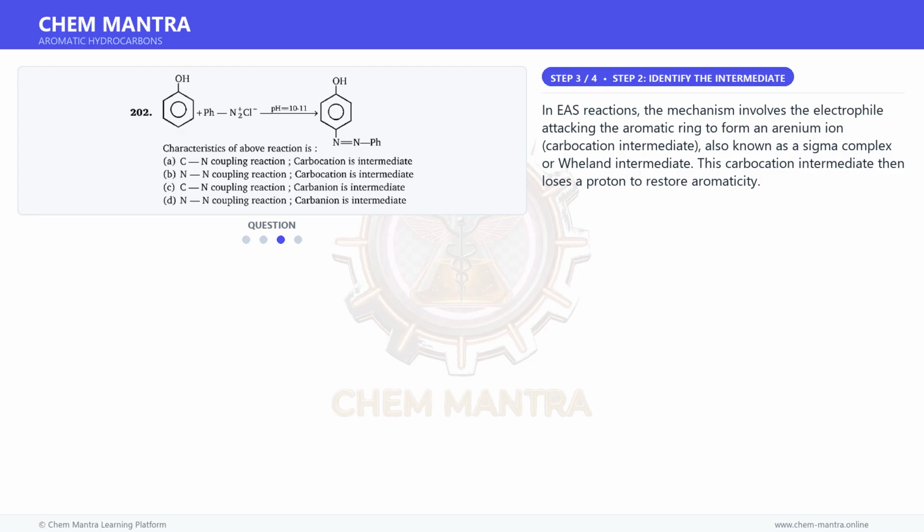In EAS reactions, the mechanism involves the electrophile attacking the aromatic ring to form an arenium ion, a carbocation intermediate, also known as a sigma complex or Wheland intermediate. This carbocation intermediate then loses a proton to restore aromaticity.